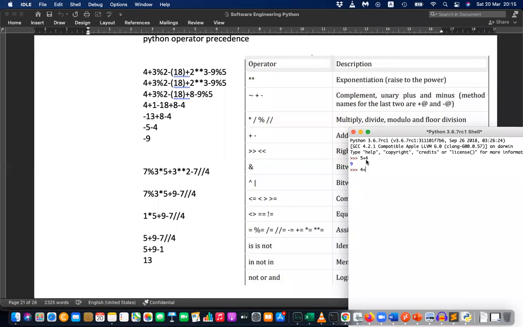And what about this, 5 plus 7 into 4? So what are the operands? What are the operators? What are the operands and what are the operators? You have to answer. 5, 7, and 4 are what? Operands or operators? Operands. 5, 7, and 4 are operands. And plus and multiplication are operators, right?